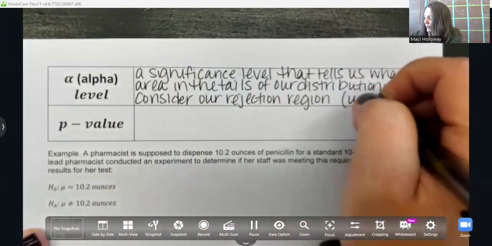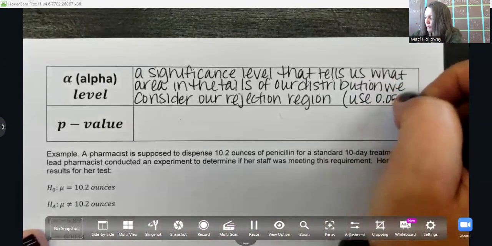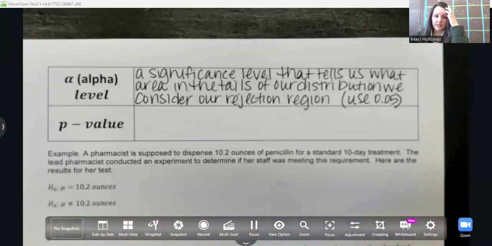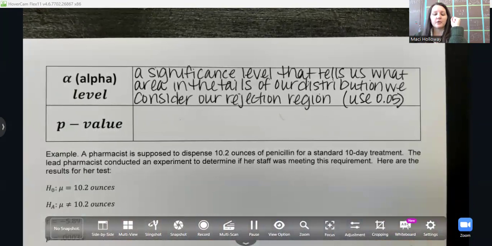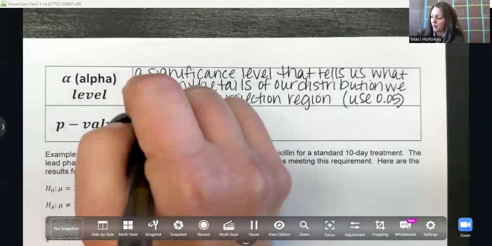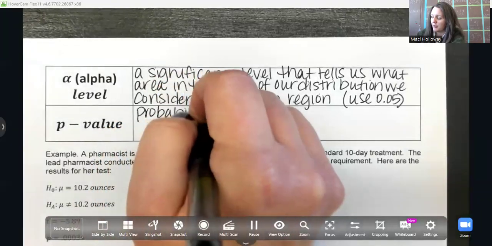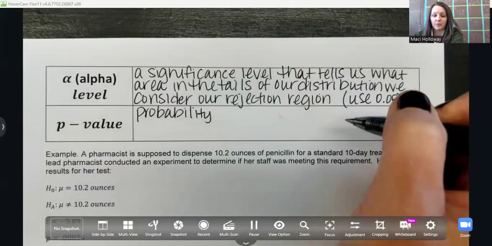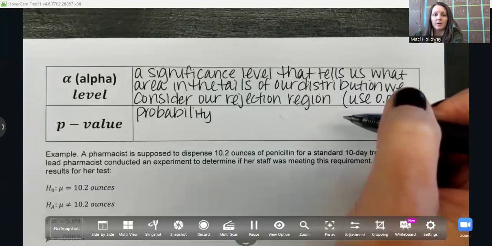So again, we are going to use that 0.05 area. So alpha level and p-value kind of go together because the p-value is the area beyond our t-statistic toward the tails, and it's a probability. So the p-value is considered a probability that measures the strength of evidence against our null hypothesis. And remember, in probability, we can say it as a proportion, right? A decimal value, but generally we say it as a percentage.